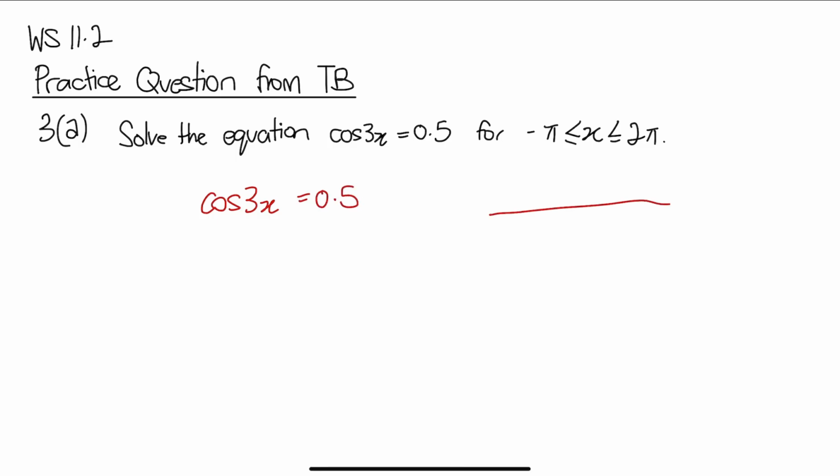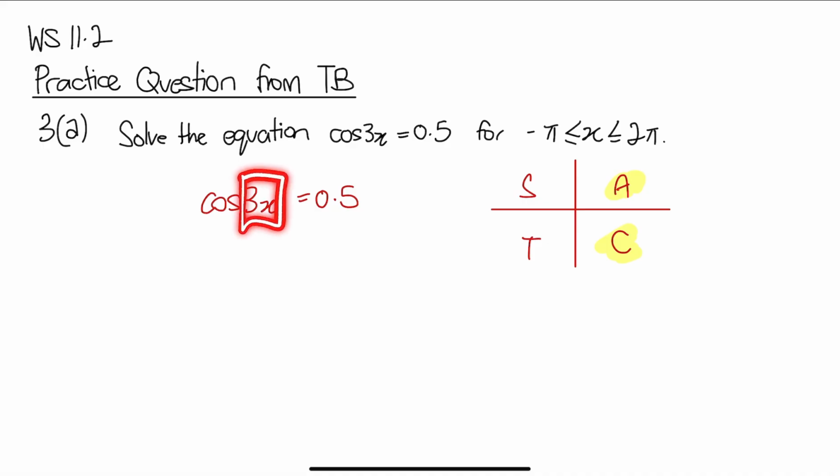First step, once cosine is the subject of the equation and the coefficient is 1, I shall now identify the quadrant. Cosine is positive. It means that my angle lies in the first quadrant and fourth quadrant. So in this case, the angle is 3x. You can also replace this by a, or you can also just use 3x. This means that 3x lies in the first or fourth quadrant.